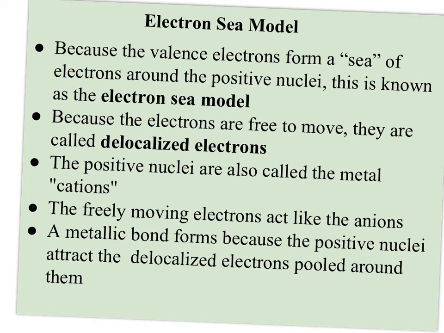Because the valence electrons surround these positive nuclei, they call it a sea of electrons. This is known as the electron sea model. And because they're free to move, again, they're called delocalized electrons. So the positive nuclei are also often referred to as metal cations. That's because it's not just the nucleus, but it's the nucleus and the inner electrons. So the freely moving electrons are considered to act like the anions. The positive nucleus with the inner electrons acts like the cation.